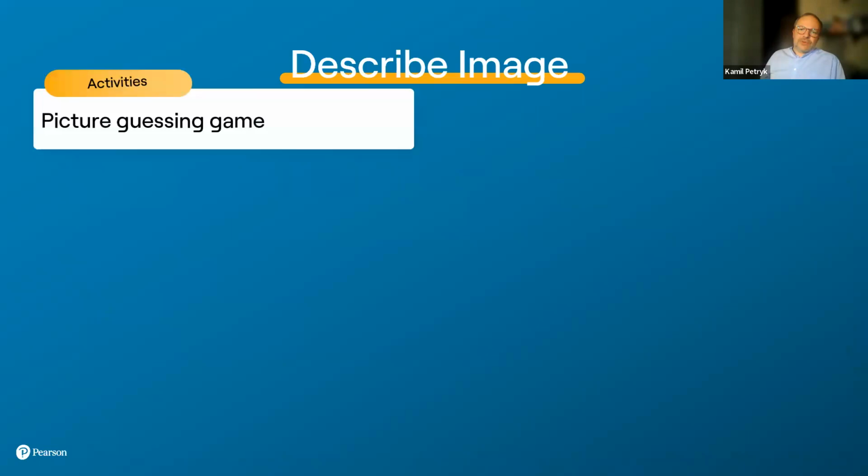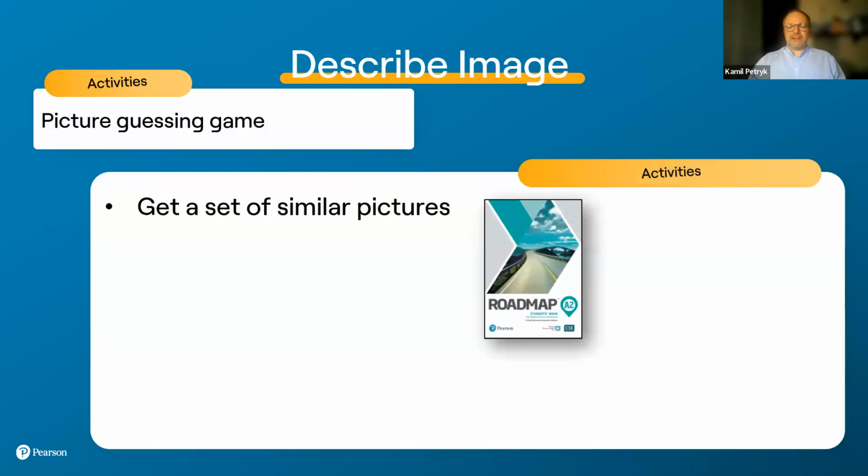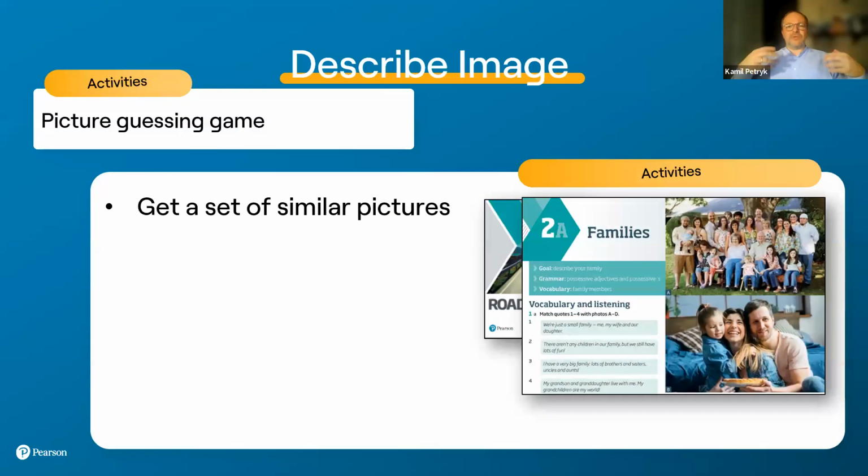Another idea to work on picture description and with images is playing some picture guessing game. For this, you need a set of similar pictures that you can generate in an AI tool, but also some courseware, especially Roadmap, I would say, is great at that. They provide you with a lot of images that are quite similar that you can use for this activity.